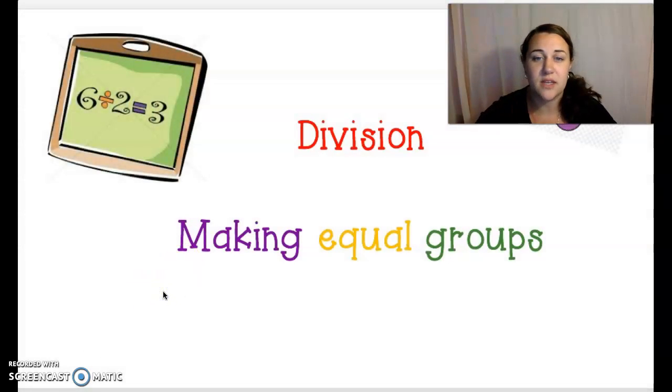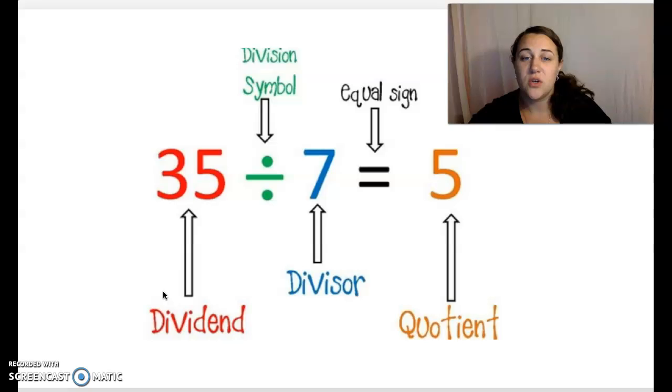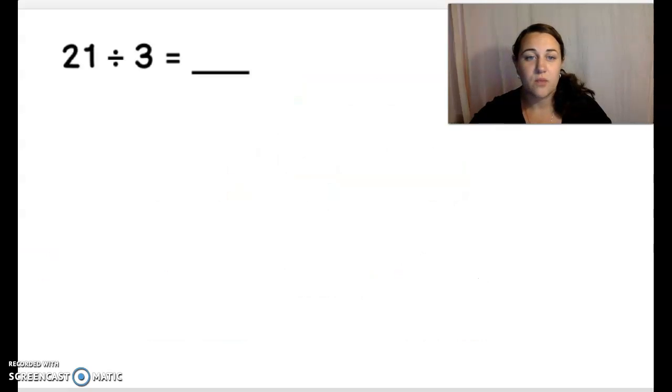Okay, so division, making equal groups. So again, we have our problem. The first number is our dividend. That's our number that needs to be divided equally into groups. Our second number tells us how many groups. And then our third number, our quotient, tells us how many are in each group. Easy peasy. So let's get started.